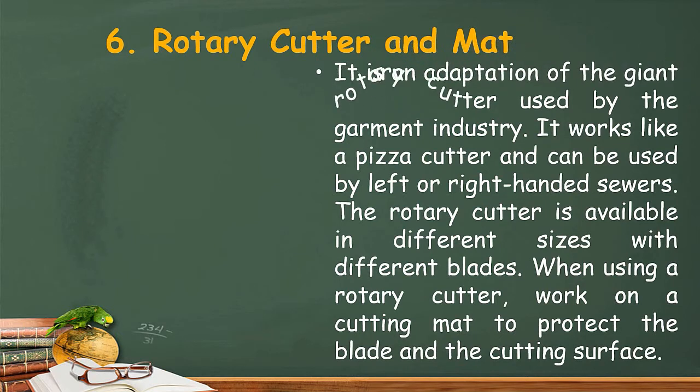Number 6. Rotary cutter and mat. It is an adaptation of the giant rotary cutter used by the garment industry. It works like a pizza cutter and can be used by left or right-handed sewers. The rotary cutter is available in different sizes with different blades. When using a rotary cutter, work on a cutting mat to protect the blade and the cutting surface.